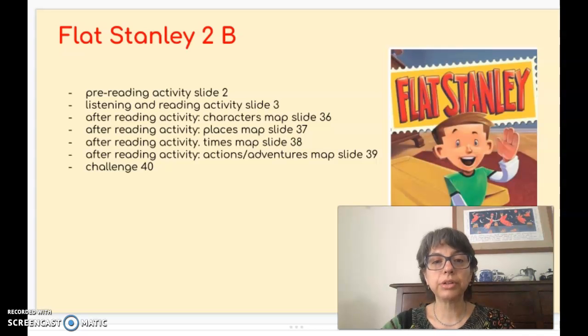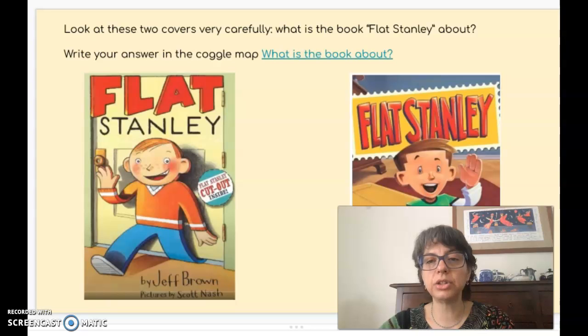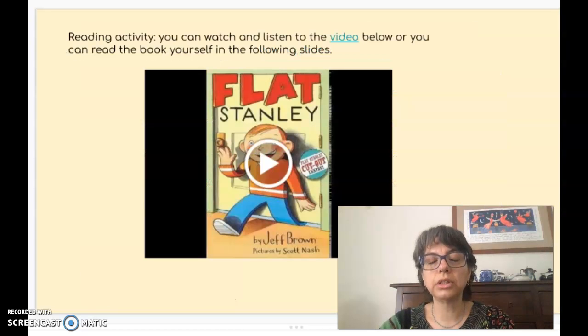This time we are going to read a new book. The book is called Flat Stanley and he is an American character who undergoes several adventures and they are really amazing ones. So we will start having an activity together during a video lesson, so I'm not going to explain it to you now. After having done that, what you will do is read the book.